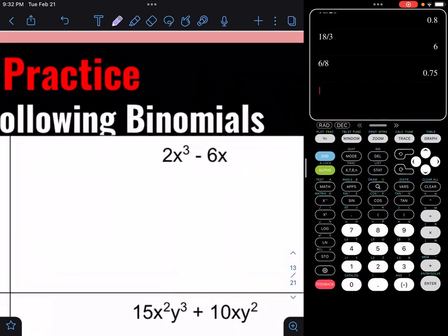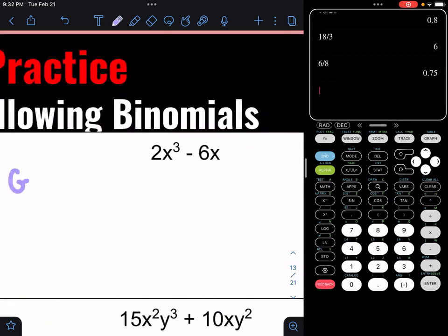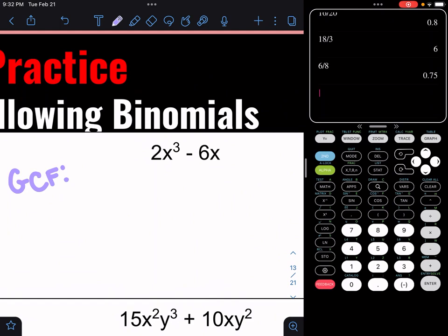Let's look at this next one. We have to find what our GCF is. Look at the smallest number, 2. 2 actually divides by both of these evenly, so that could work. Then we have x to the third and x to the first. The smallest exponent is the 1, so x to the first. Now we divide each thing here by our GCF. So on the outside we will have 2x to the first.